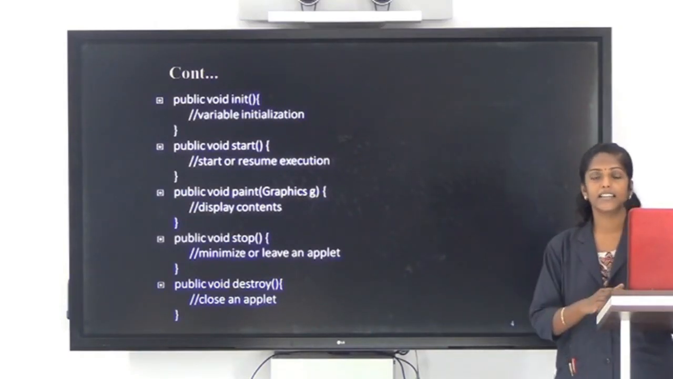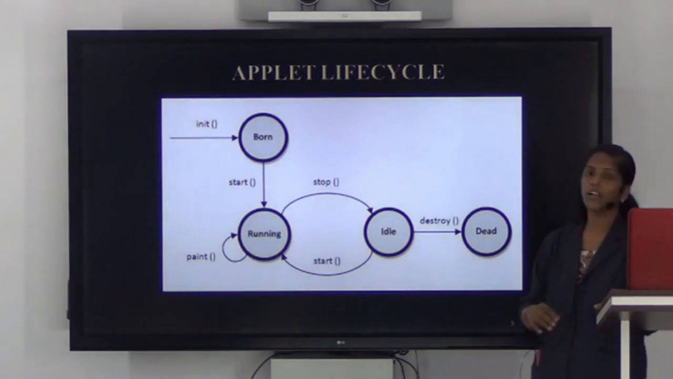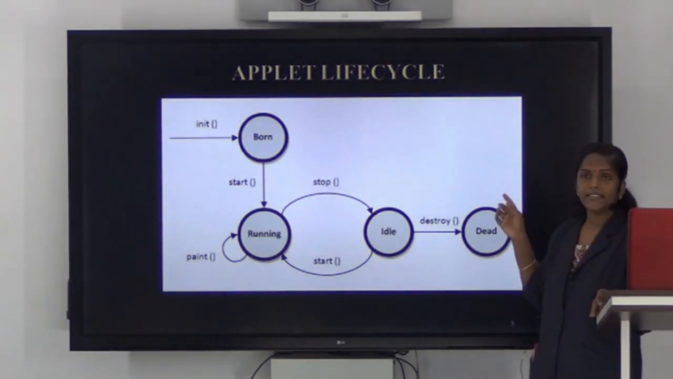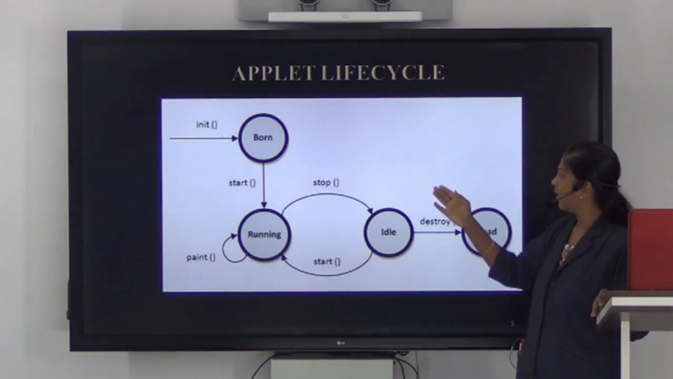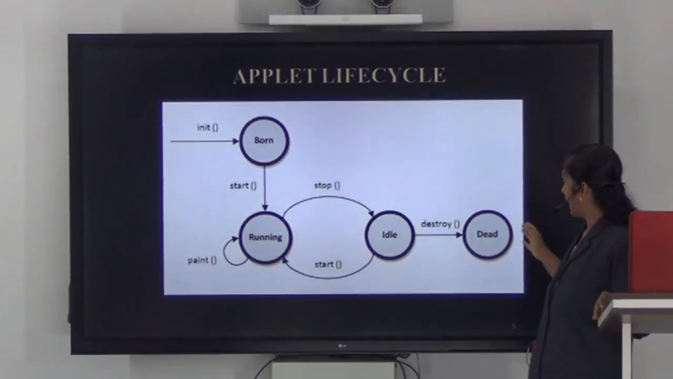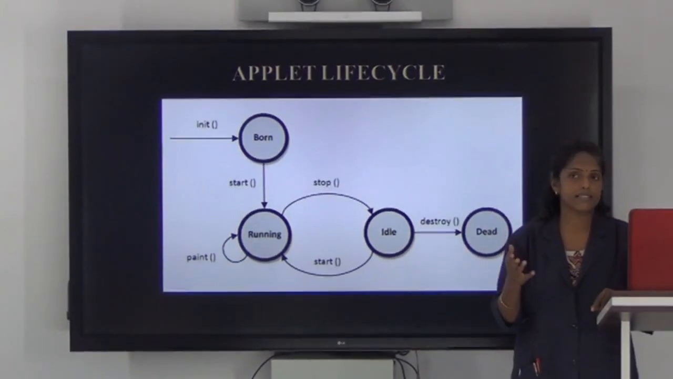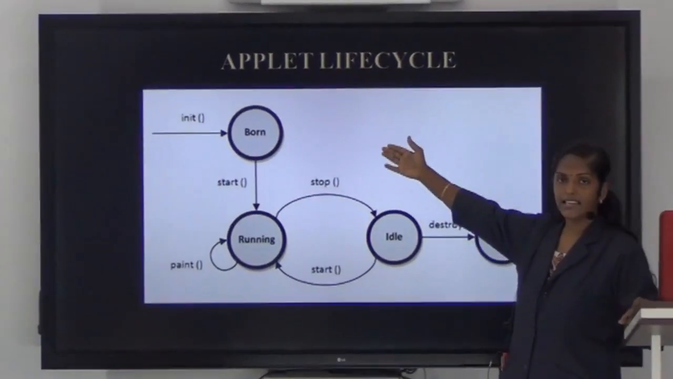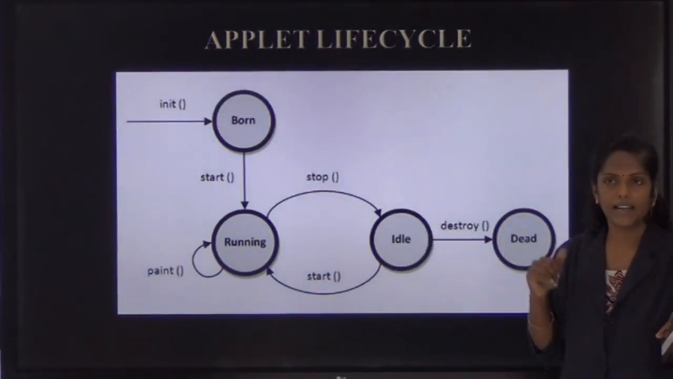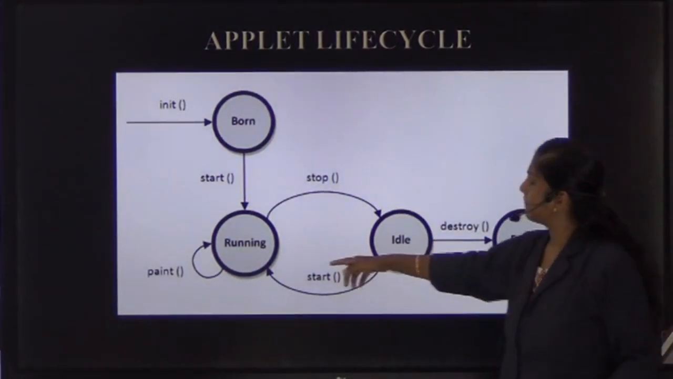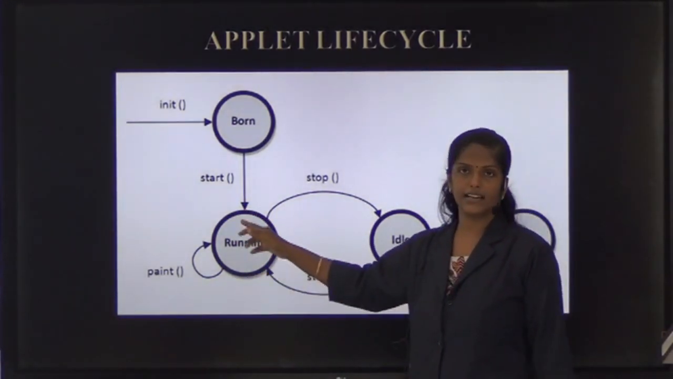We will next see the life cycle of an applet. The applet life cycle consists of 4 main stages. They are born, running, idle and dead. When the applet viewer first calls the init method, the applet is born. When it calls the start method, it moves to the running state. When it calls the paint method, it continues in the running state.